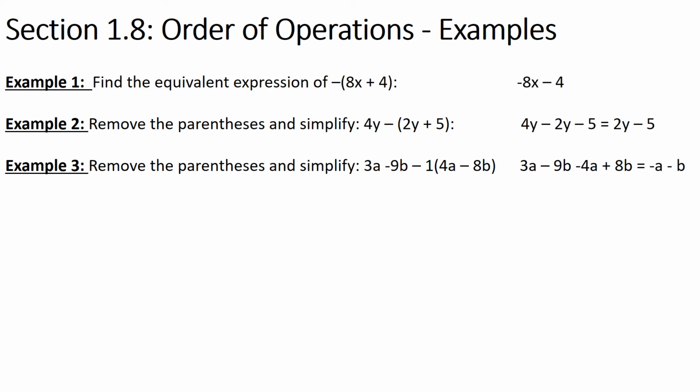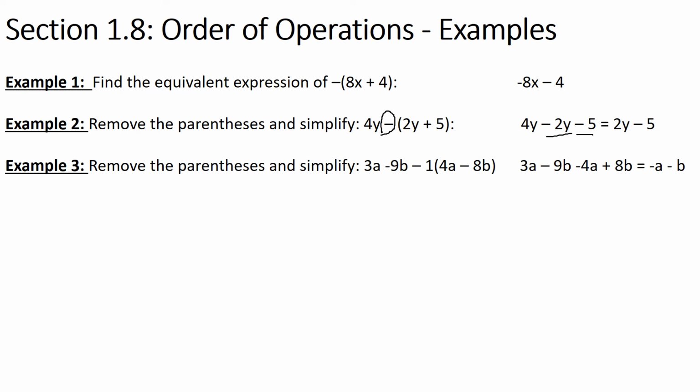Remove the parentheses to simplify. Again, we've got a negative here. And that means we're subtracting everything within this. So it'll be 4y minus 2y minus 5. 4y minus 2y is 2y. We're left with minus 5. So the final answer is 2y minus 5.